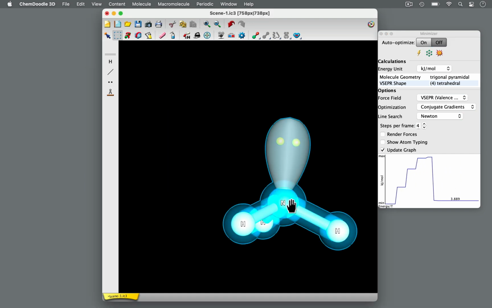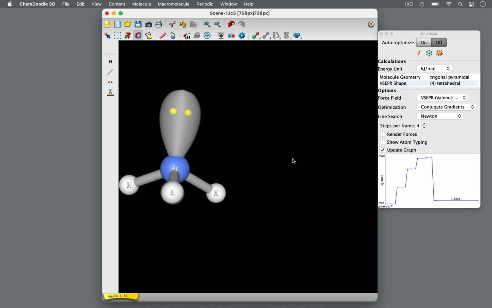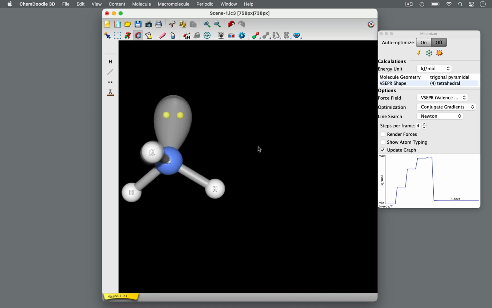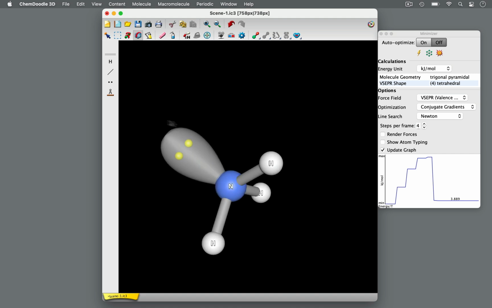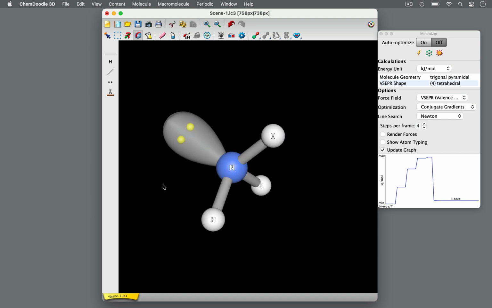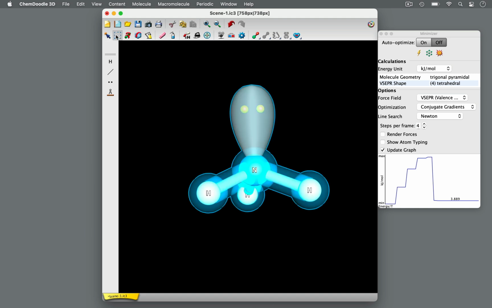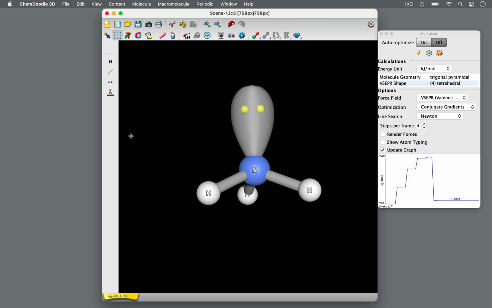VSEPR theory assumes that electron pairs in the central atom's valence shell will arrange to minimize electrostatic repulsions between them. This is achieved by maximizing the distance between electron pairs. In other words, the negative charges of electron pairs repel each other so that they are spaced as far from each other as possible. Remember that a central atom's valence shell electrons are located as lone pairs or as bonding electron pairs with other atoms.